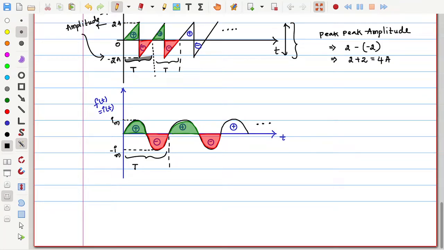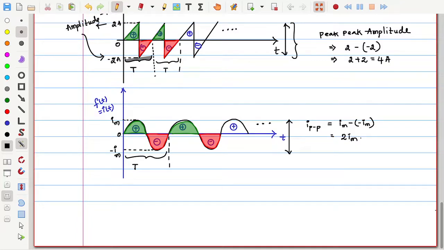Positive amplitude is Im. In general I am dealing with it now. So positive amplitude is Im and negative amplitude is minus Im. So the difference from positive to negative is the peak to peak amplitude. We usually write it in suffix form as I suffix p to p, meaning peak to peak, which is equal to Im minus of minus Im, which is equal to 2Im. See?